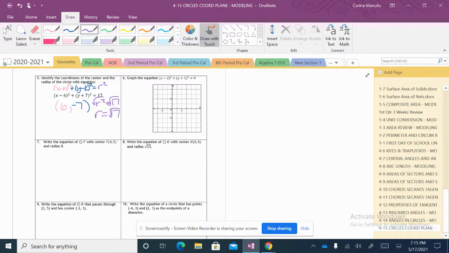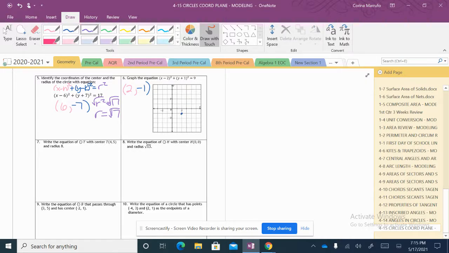All right, the next one says graph the equation (x minus 2) squared plus (y plus 1) squared. So first we need to find the center. Since it's minus 2, my x value is 2. And because it's plus 1, remember 2 negatives make it positive. That means it's going to be a negative 1. So if I graph that point (2, -1), it'll be right here.